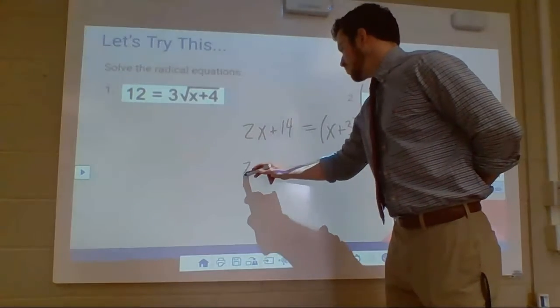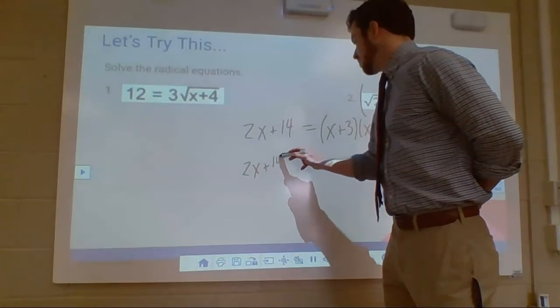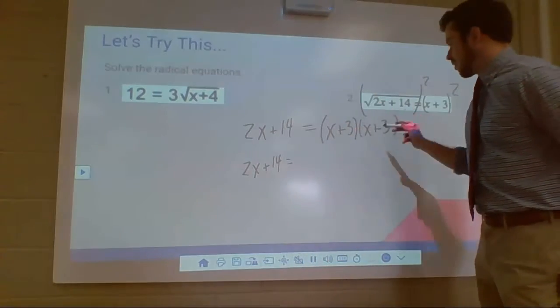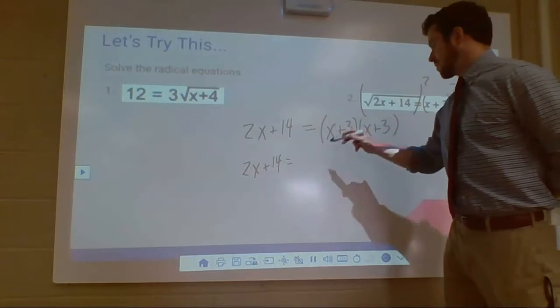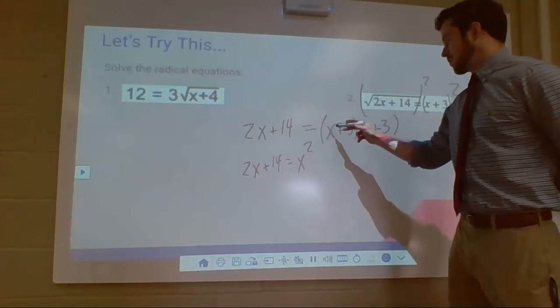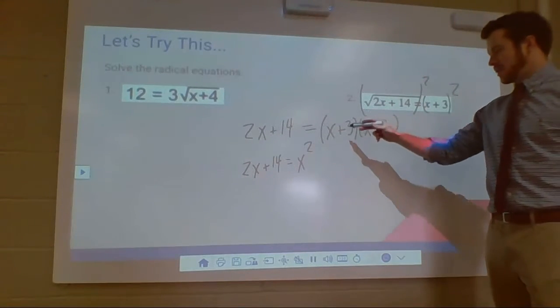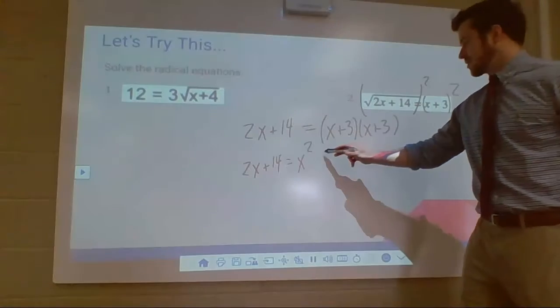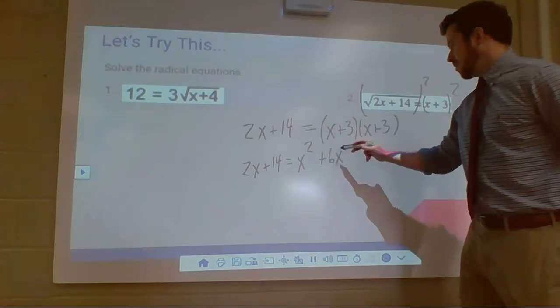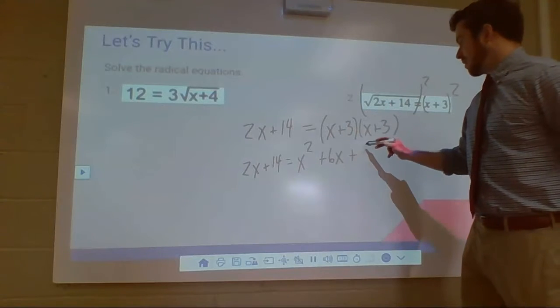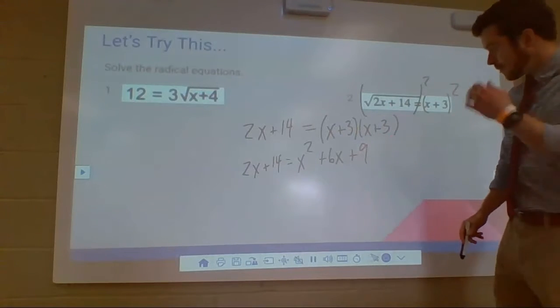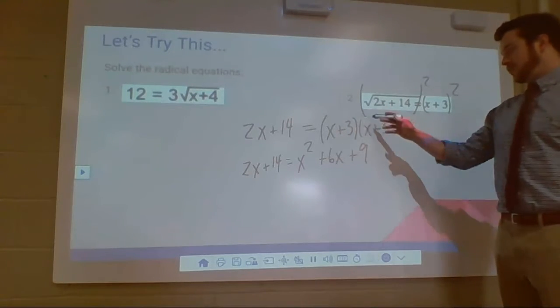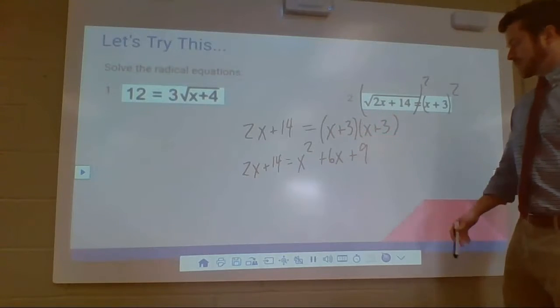So we get 2x plus 14 equals, and now we got to distribute this out. That's going to give us x times x is x squared. And I'm going to do this quickly. 3 times x is 3x. X times 3 is also 3x. 3x plus 3x is 6x. And then 3 times 3 is 9. Okay? So if you fully distribute that, you get x squared plus 6x plus 9.